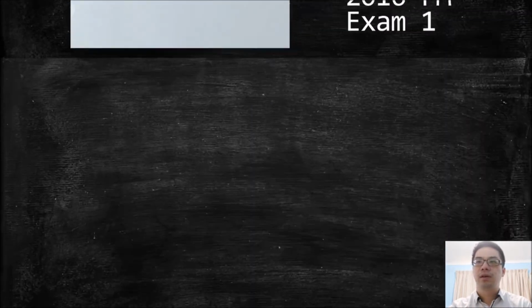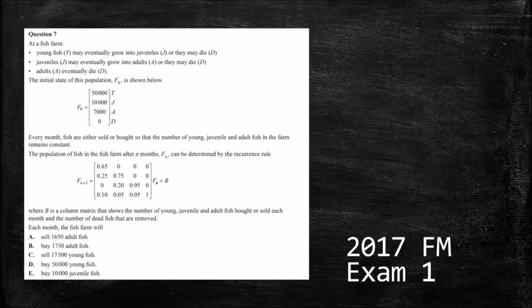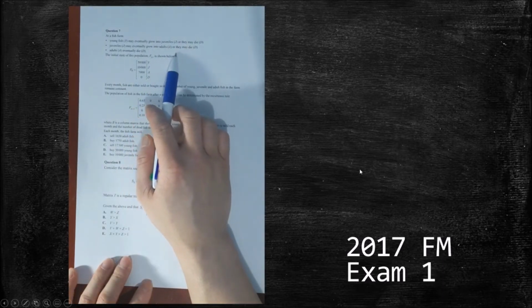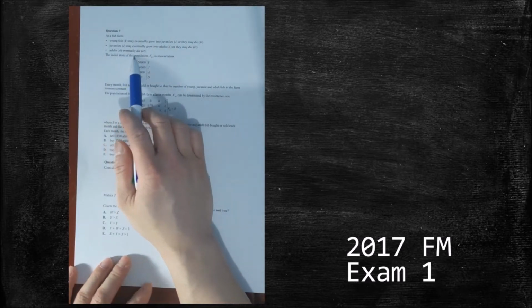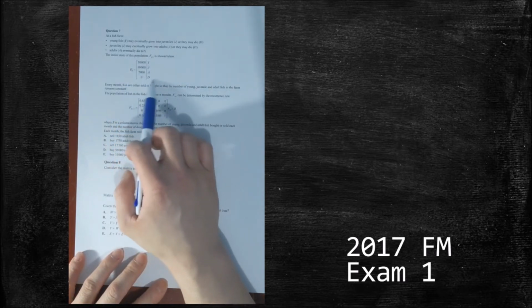Okay, moving on. So we have 2 questions. We've got now 2017 Further Maths Exam 1. In this question, we've got a recurrence relation, and we need to find out what happens each month to the fish farm. Juveniles may eventually grow into adults, or they may die, and adults eventually die. The initial state of this population, F0, is shown here.